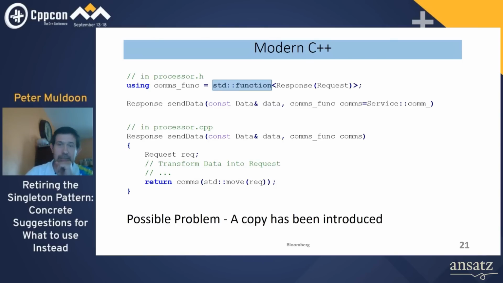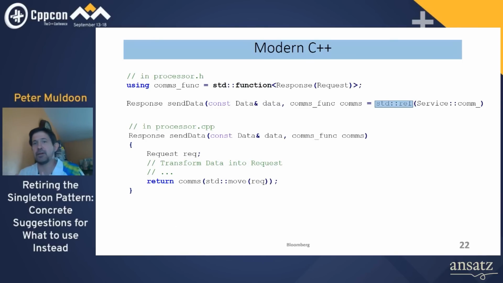So what do I do? Well, it's pretty simple to fix. All I have to do is give it reference semantics, and std::ref will do that. std::ref will create a reference wrapper, which you can essentially think of as a struct with a pointer to the service comms in it. We don't have any lifetime issues because this was statically created. It'll be there for the lifetime of the program, even though it's not a singleton, it's just a non-changing particular instance. We now do not have a copy.